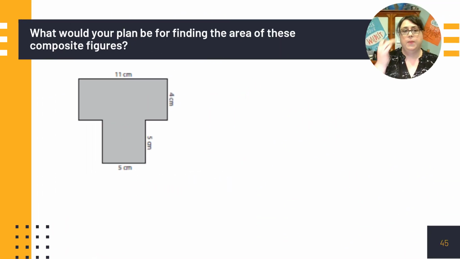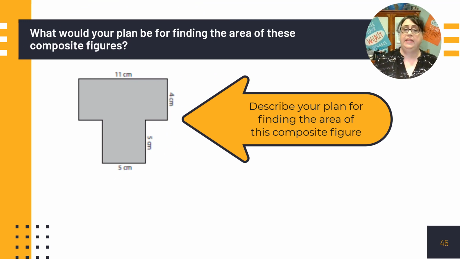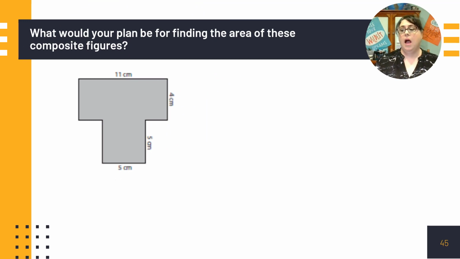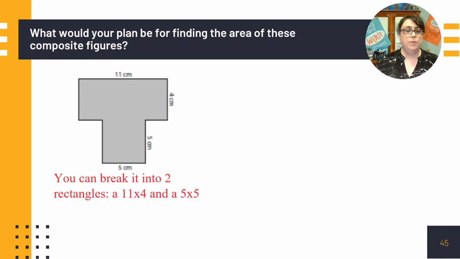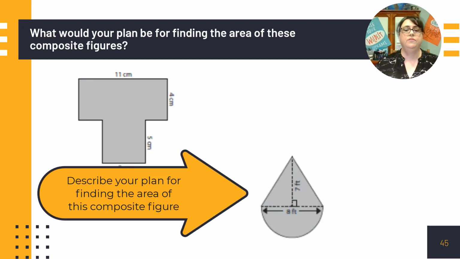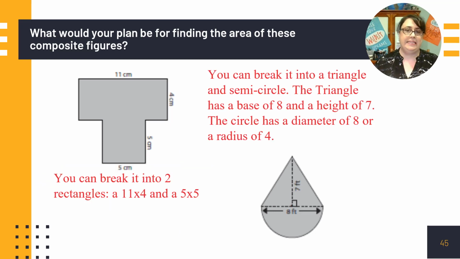So now let's look at this last one. What would be your plan for finding the area of this composite figure? I see that I could break it into 2 rectangles, the 11 by 4 and the 5 by 5. So something like this. Let's look at another one. What would be your plan for this one? I see a triangle, this triangle right here, that has a base of 8 and a height of 7. And I see a semicircle that has a diameter of 8, or we could call it a radius of 4. And then we would just chip away at doing those pieces until we got to the answer.